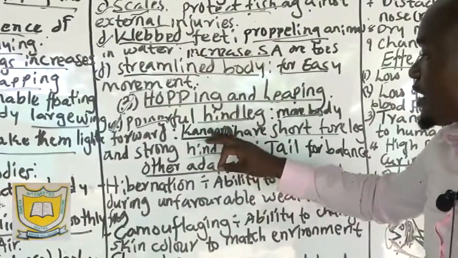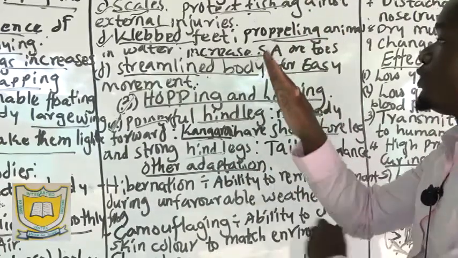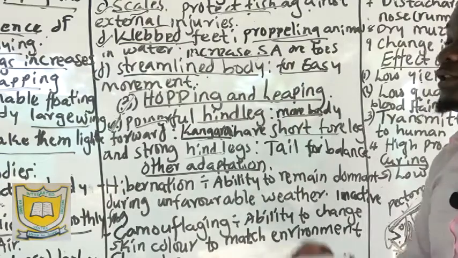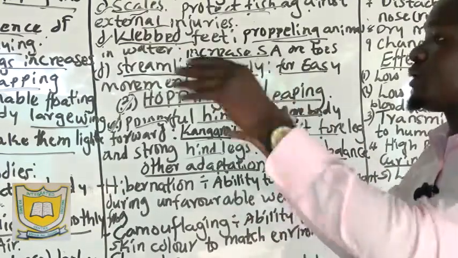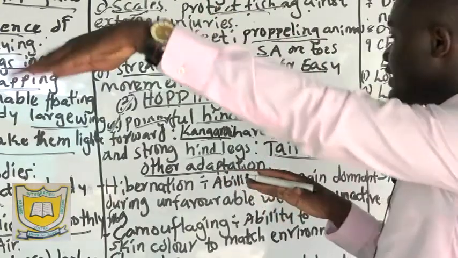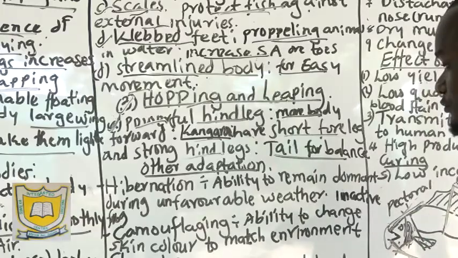When you look at a kangaroo, it has a tail, and the tail of this kangaroo is very strong. The reason why it is strong that way is so that it can help it to balance when it is landing from one area to another. It helps it to balance in the air for leaping and hopping.